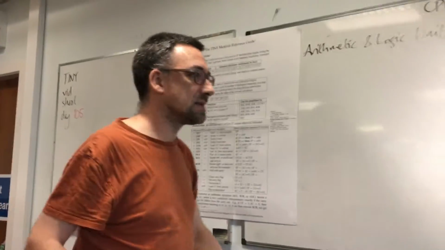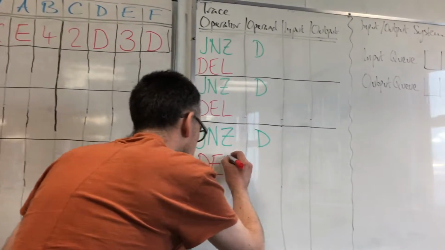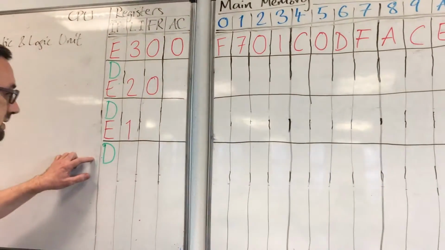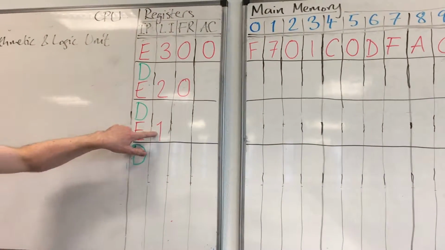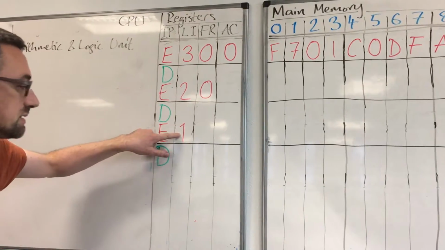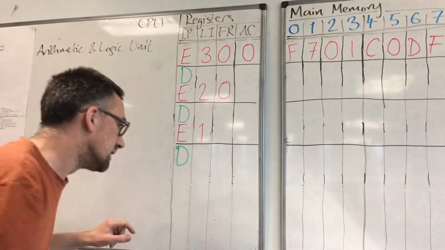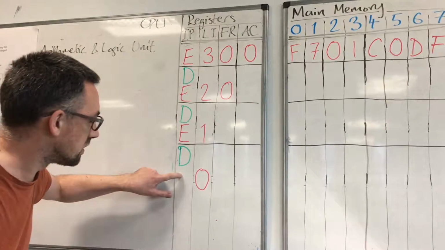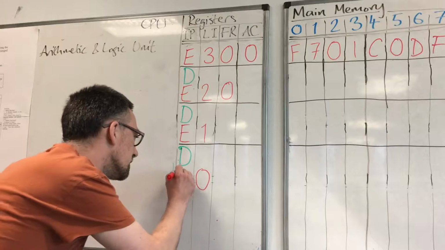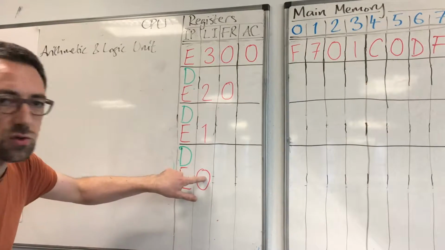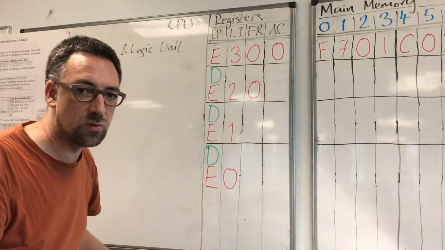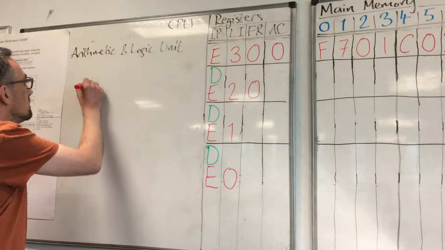So let's write that in the trace. Now, what does it do? Well, it takes the current value of the loop index, which is 1, and subtracts 1 from it, giving us 0. And then the instruction pointer goes on by the size of the instruction to E. But because the loop index just became 0, then the 0 flag will be set. So let's see how to do that.